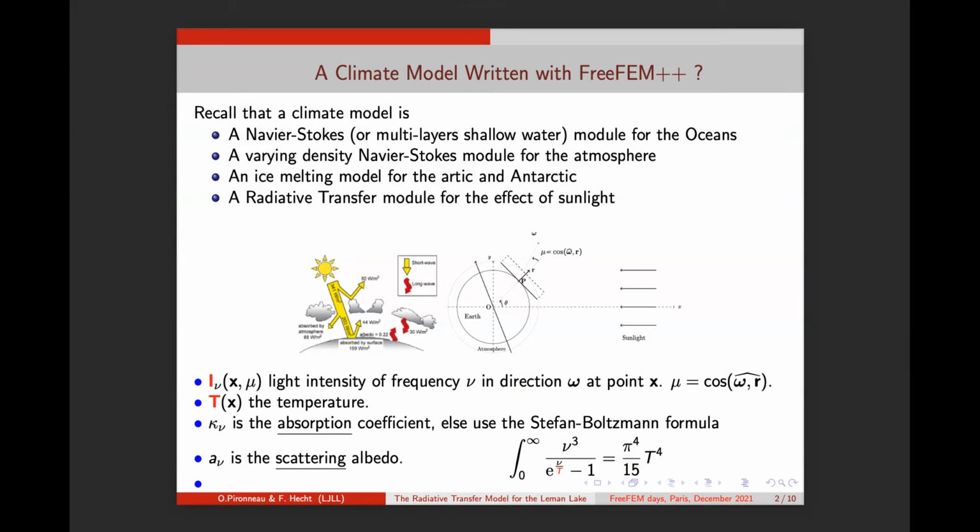In fact, you can simplify. You can use shallow water for the atmosphere, multi-layer, and for the ocean, and also some geostrophic approximation for the atmosphere. But basically, it's Navier-Stokes. And then you can put in a small model for ice melting in the Antarctic and radiative transfer for the heat of the sun. And you have a climate model. So you could do that with Python.